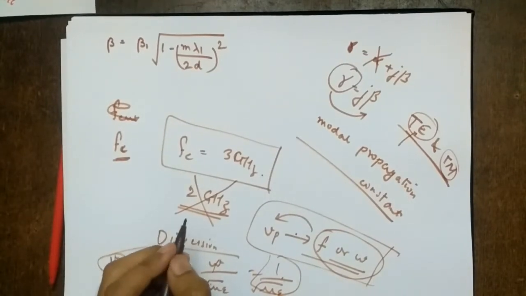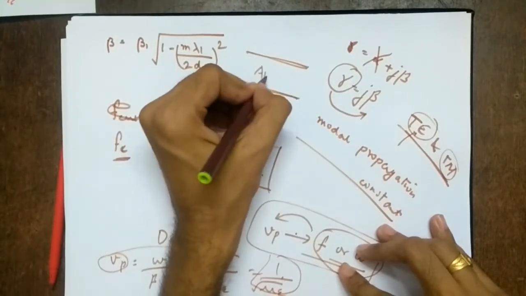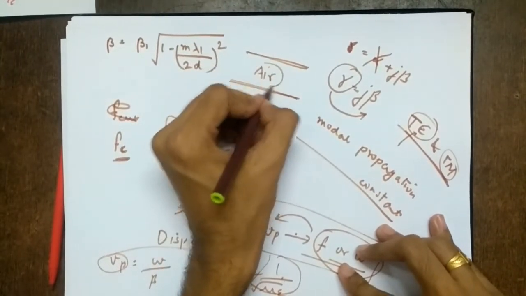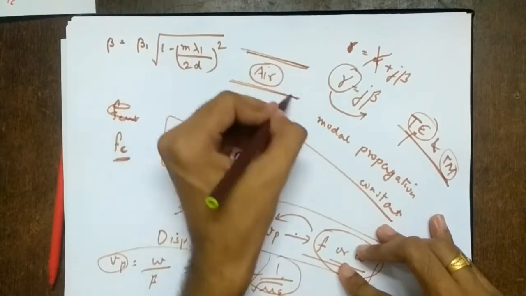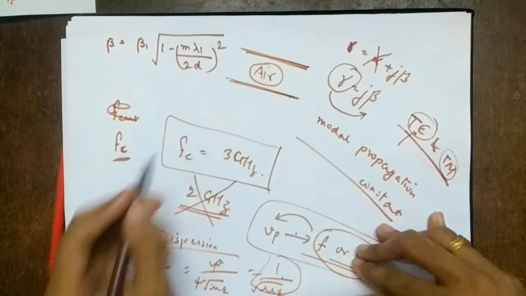frequency, right? But what happens in a waveguide? You have the conducting boundaries, and inside you have air only. So even though air is non-dispersive, the medium itself, that is the waveguide itself, is dispersive. So that was what we discussed.